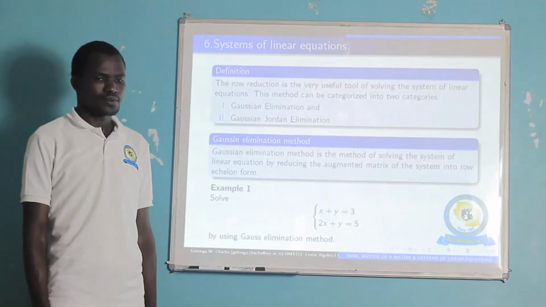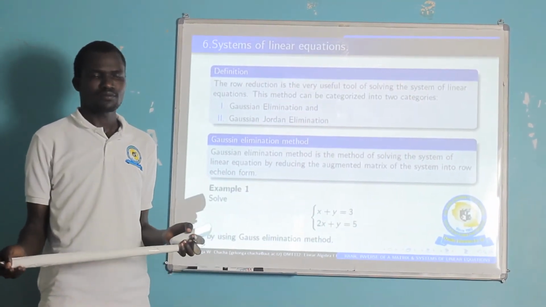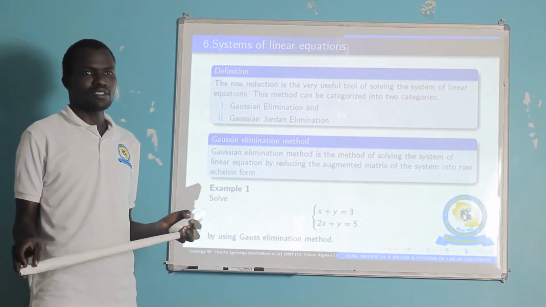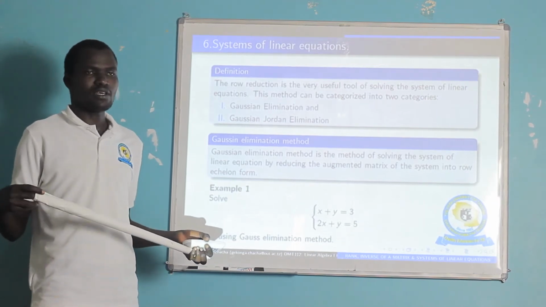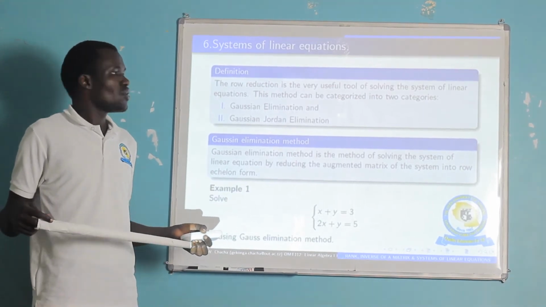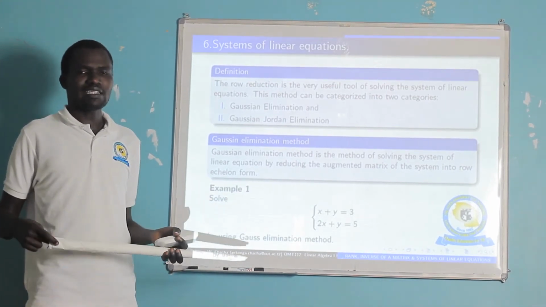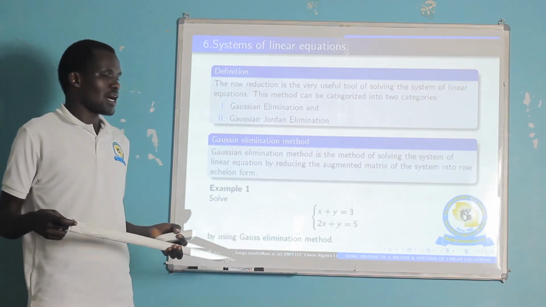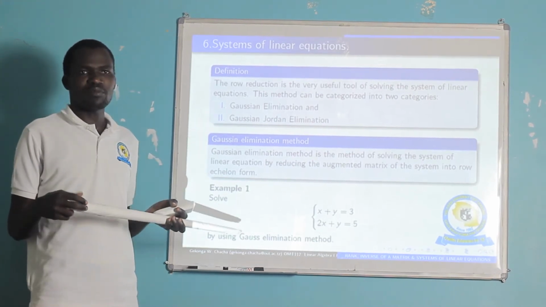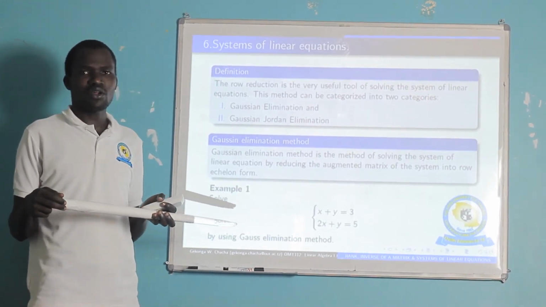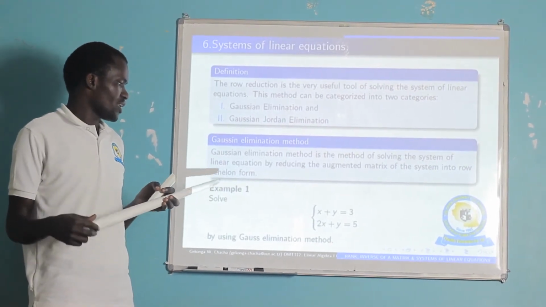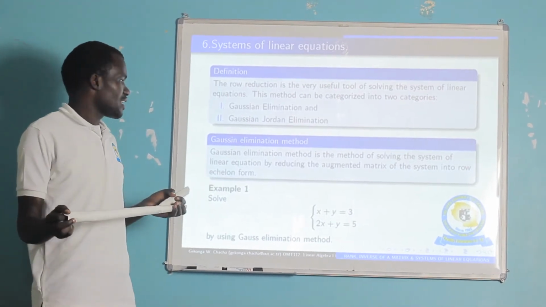Dear students, as I've said, this is part 6. You are going to see how we start solving systems of linear equations by using row reduction, which is categorized into two: row echelon form, which is the Gaussian elimination method, and reduced row echelon form, which is the Gauss-Jordan elimination method. Okay, starting with the Gaussian elimination method.